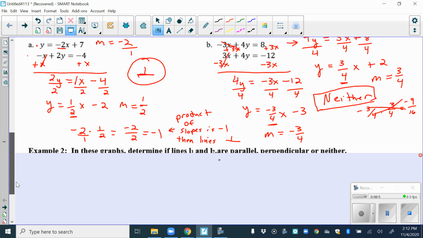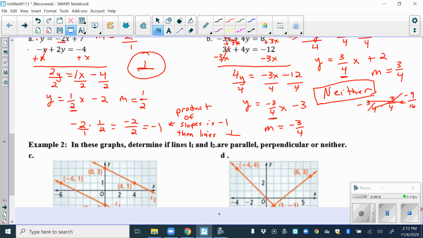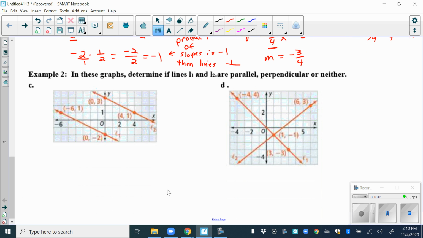Next problem. In these graphs, determine if lines L1 and L2 are parallel, perpendicular, or neither. All right, so now this time we have them on a graph, on a coordinate plane. And so we're going to use the slope formula. You can either do it by counting and doing rise over run, or you can use the actual slope formula, which is y2 minus y1 over x2 minus x1. Okay, that's the slope formula. So I'll do this one by slope formula. The other one I will do by using rise over run.